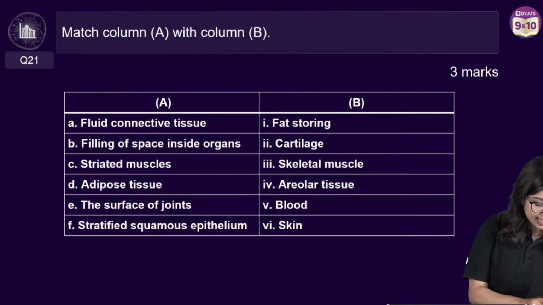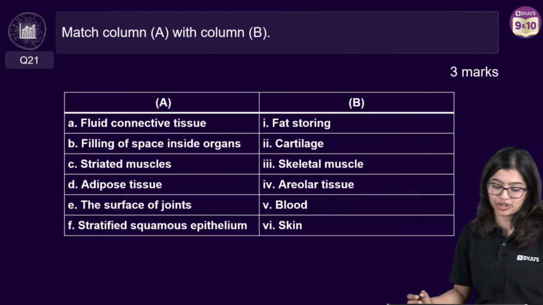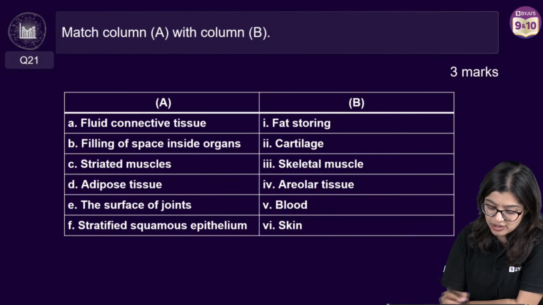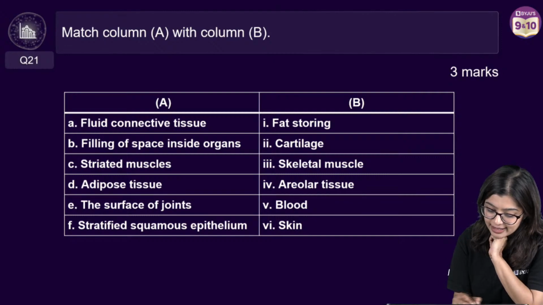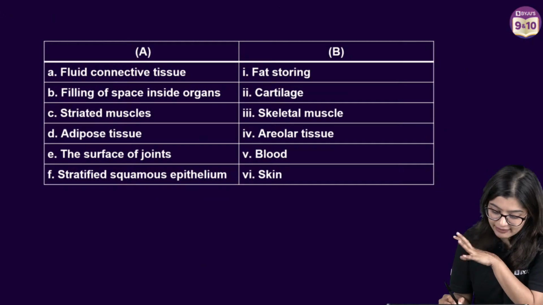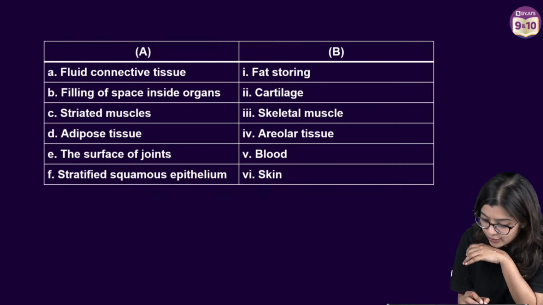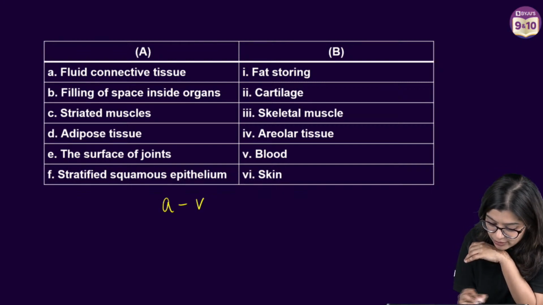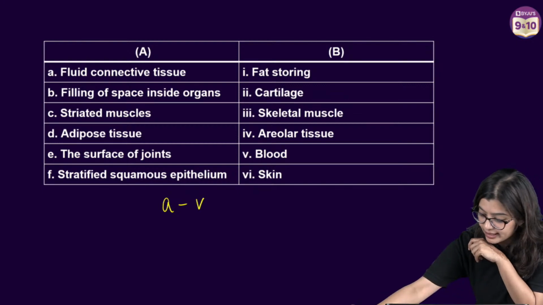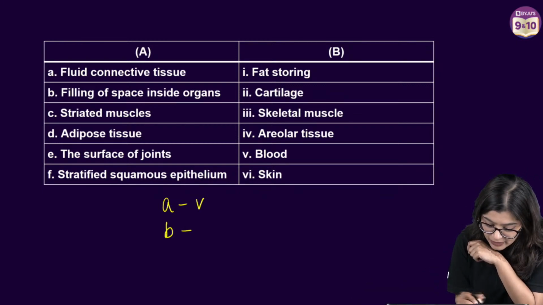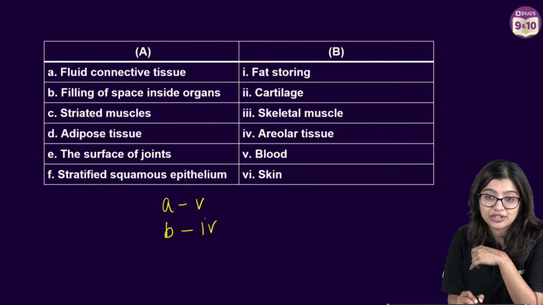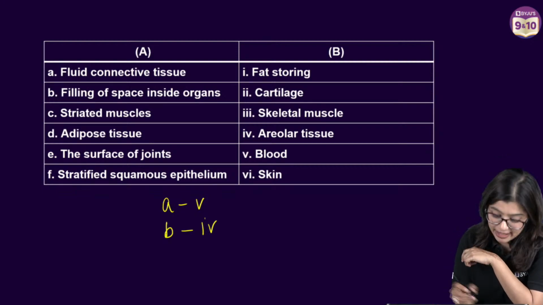Okay. So let's have a look at this particular question. This is easy. Arey, thoda late ho gaya. Last 10 questions I'm at. Fluid connective tissue here. What is fluid connective tissue? So our fluid connective tissue is basically going to be matched to blood, right? What fills up the space inside our organs? It is filled up by the areolar tissue, which acts as a packaging tissue, right?